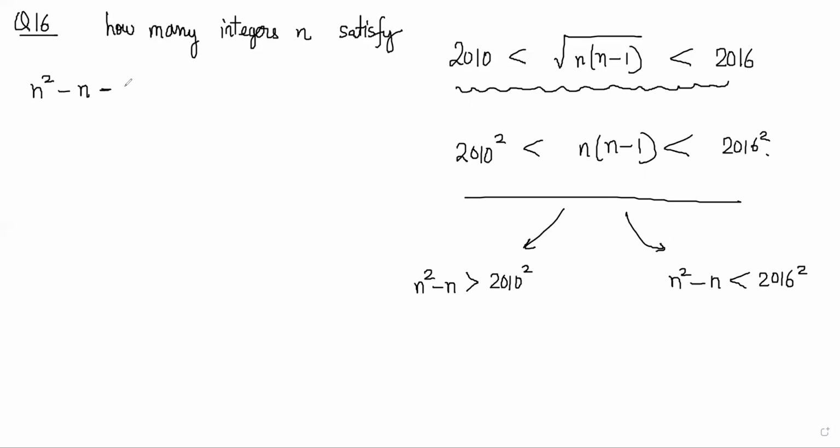n square minus n minus 2010 square is greater than 0, right? So this is an equation in n, and this is fairly straightforward. Now don't worry about the 2010 square. It's just a number, right? So I have a quadratic right now here, no? I have to make sure that the quadratic is greater than 0, right?